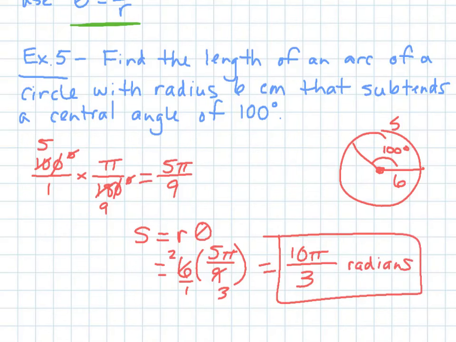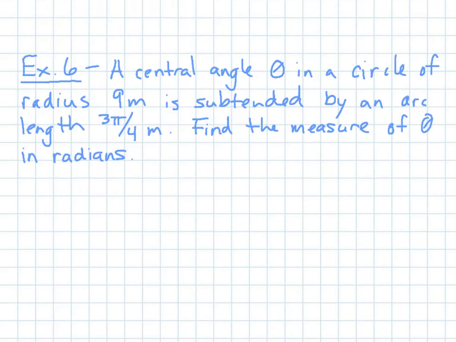Okay, so that's the first example with that. Another example with that is kind of doing the other way. You want to find the angle. So a central angle theta in a circle of radius 9 meters is subtended.